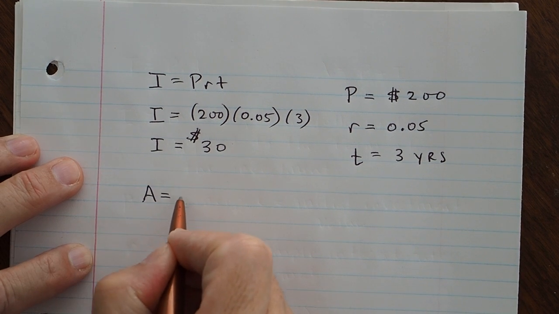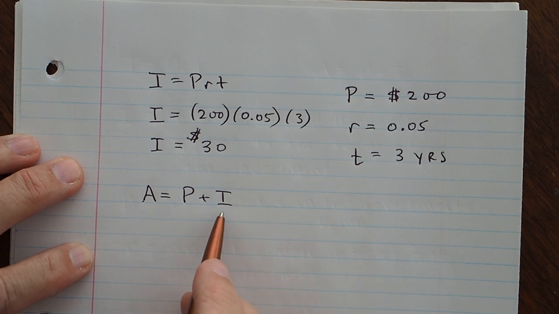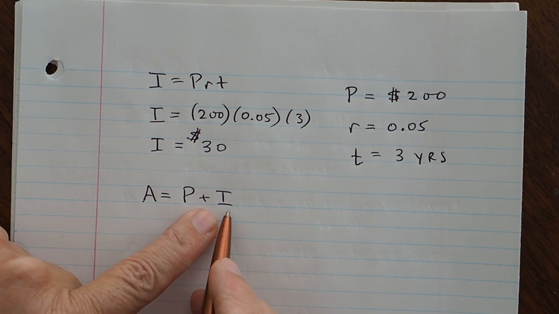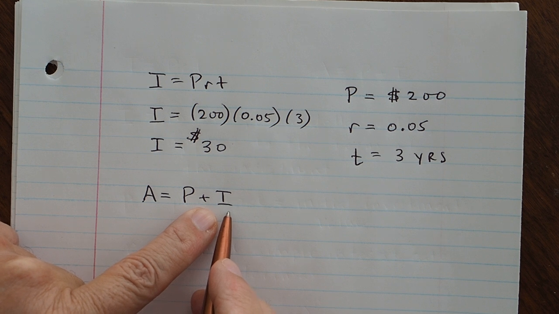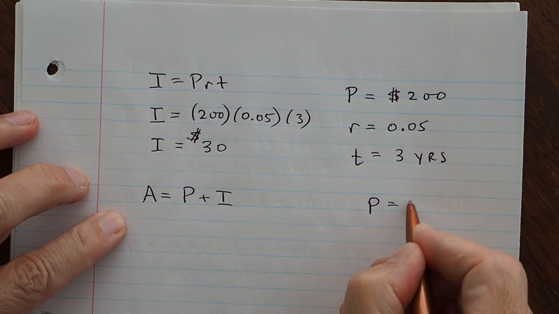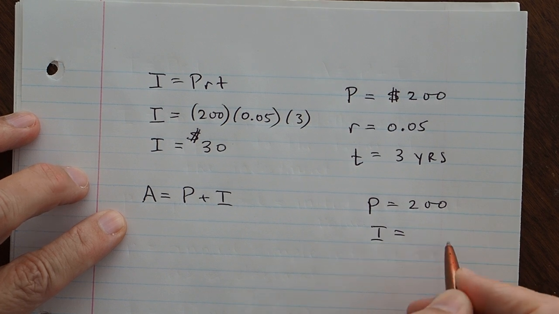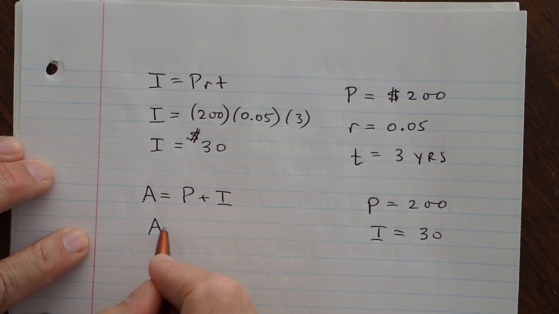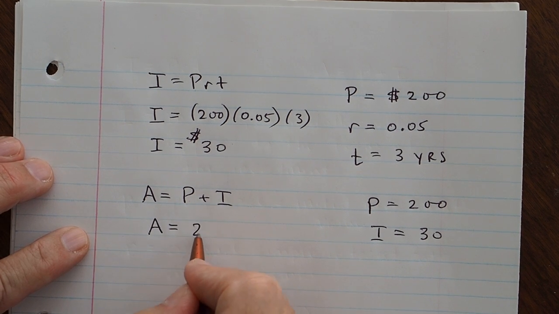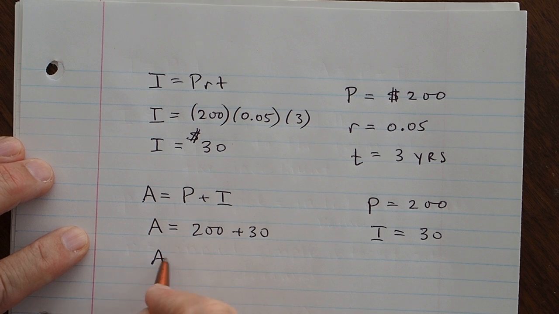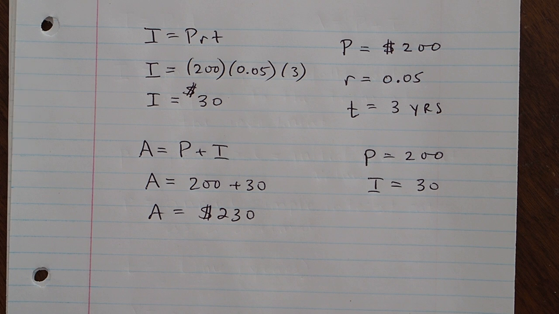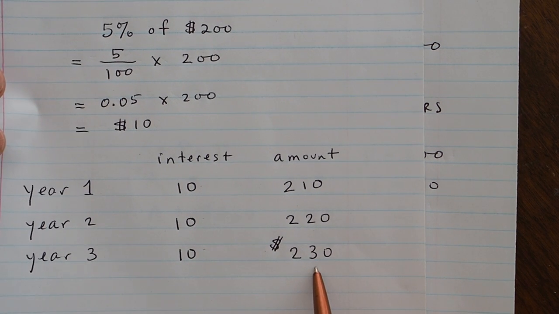Now, the amount of the investment is P plus I. That's the amount that's paid back at the end of the term of the loan. P is the amount that was borrowed, and I is the dollar value of the interest applied throughout the term of the loan. So remember, P is 200, and I was just computed here. We know that's 30. We take these values and plug them in these positions, and the amount of this loan is 200 plus 30, and the amount is $230. And that is what we had when we did it with the chart form, right there.